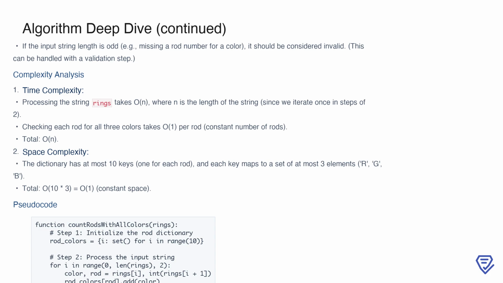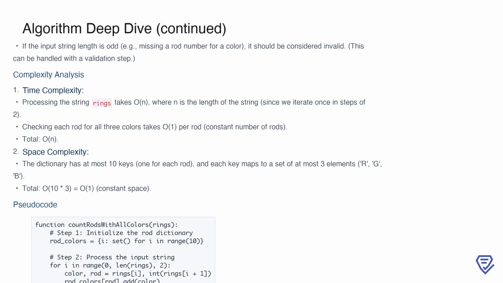The algorithm also boasts an optimal complexity. In terms of time complexity, processing the string rings takes O(n), where n is the string's length, since we iterate through it in steps of 2. Checking each rod for the presence of all 3 colors is O(1) per rod, as there are only 10 rods in total. Consequently, the overall time complexity is O(n).